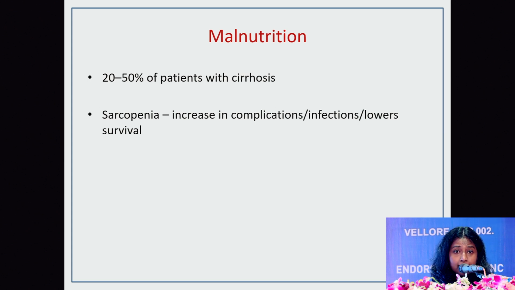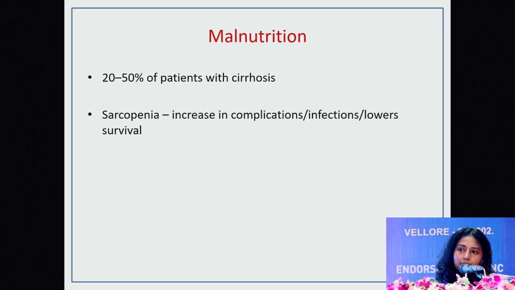Now, having said that, I'm not going into the other complications of portal hypertension for want of time. The other domain that we need to be careful about is malnutrition. 50% of cirrhotics will be malnourished. Two terms which we keep hearing about are sarcopenia and frailty in terms of decompensated cirrhosis. Sarcopenia is loss of muscle mass. This leads to more complications, more infections, lower survival.